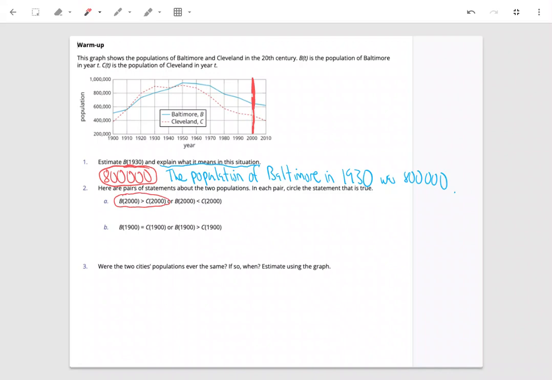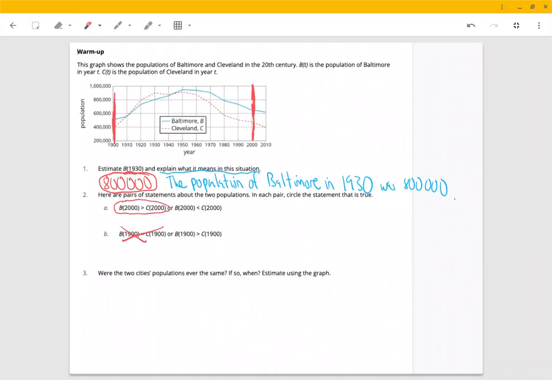And then for B, we're comparing Baltimore with Cleveland in the year 1900. So this one right here. So Baltimore and Cleveland in 1900 were definitely not equal. They're definitely two different spots. So is Baltimore greater than Cleveland in 1900? And clearly it is. Baltimore is higher than Cleveland. So this one is true for part B.